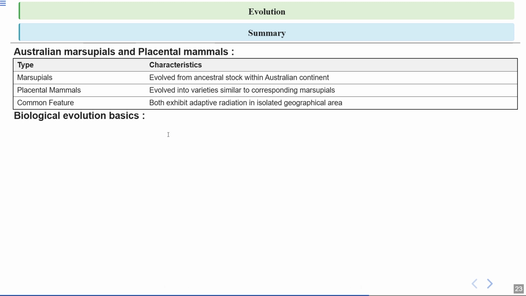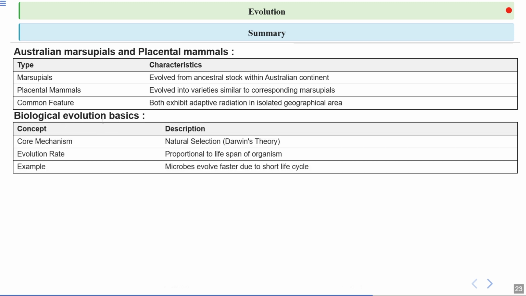Now we talked about biological evolution also. Biological evolution occurs through natural selection, which is Darwin's theory. The rate of evolution is proportional to the lifespan of the organism. If the lifespan is less, then the rate of evolution will be more, and new forms will appear in less time. An example is microbes, which evolve faster due to their short life cycle.